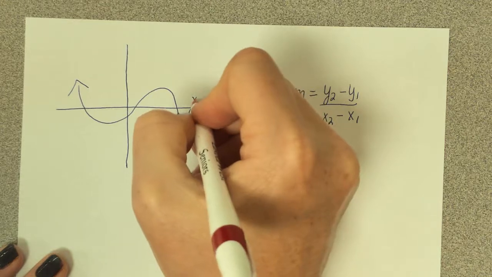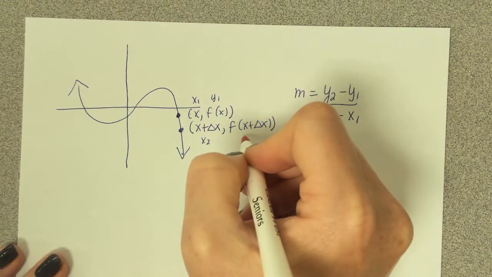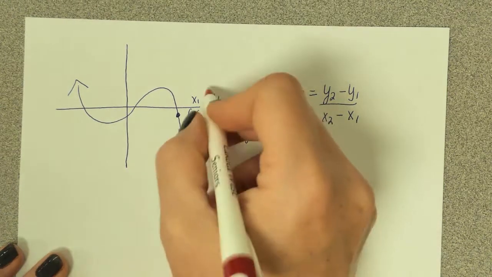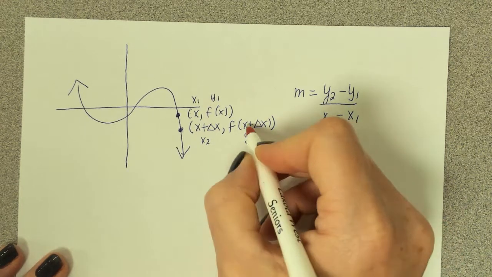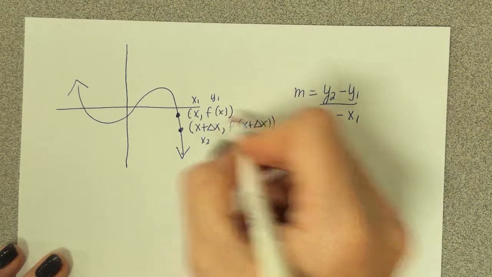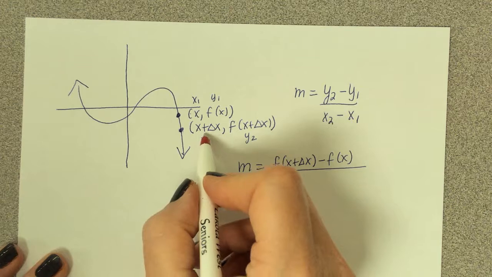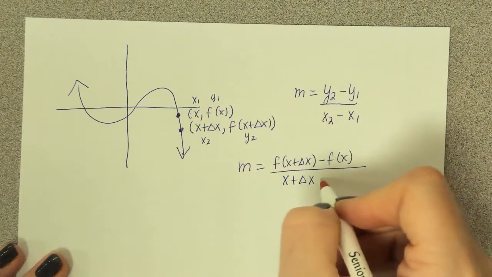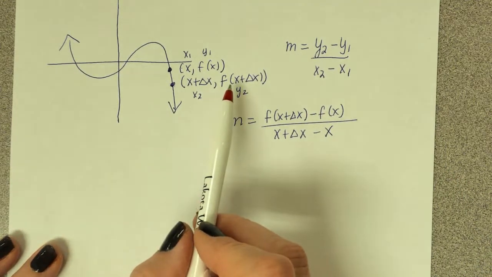So look, guys, this is our first x. This is our first y. This is our second x. This is our second y. So if I want to find the slope between these points, I say the slope is going to equal this second y minus my first y, and then my second x minus my first x. You see what I'm doing there?